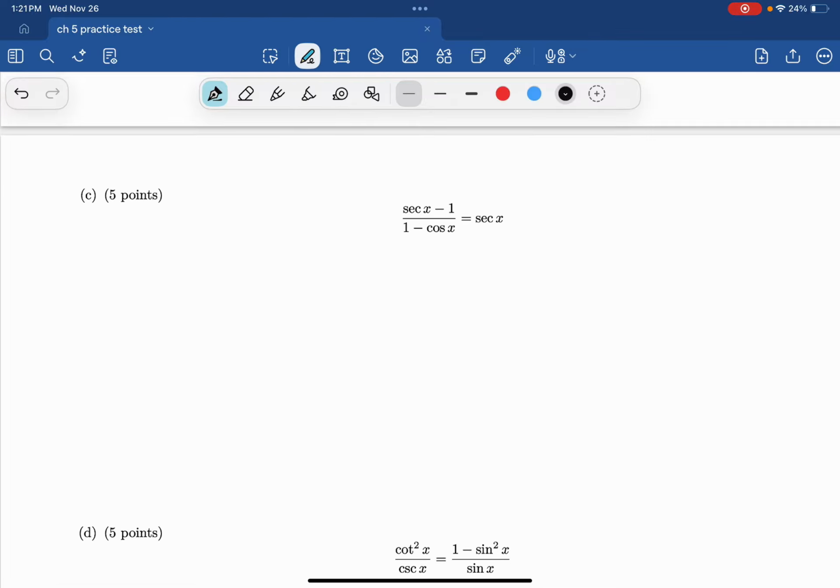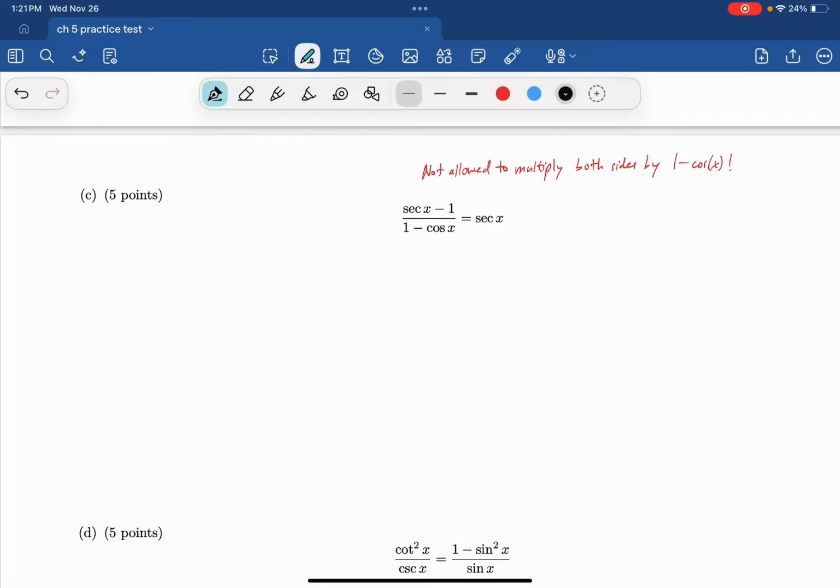All right, this one's a little tricky. We have a fraction, and we might be tempted to simply multiply both sides by 1 minus cosine x, but that would not be allowed. Okay, not allowed to multiply both sides by 1 minus cosine x. So instead, the only thing we're allowed to do when we're trying to verify identities is to simplify both sides.